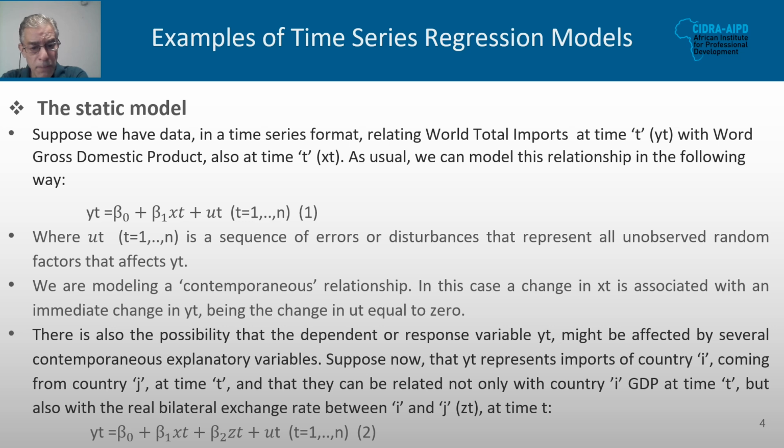There is also the possibility that the dependent or response variable y sub t might be affected by other contemporaneous variables. Suppose that y sub t represents imports of country I from country J at time t, and that it can be related not only with I's GDP, but also with the real bilateral exchange rate between I and J, z sub t, at time t. Then you can have an equation like equation 2.